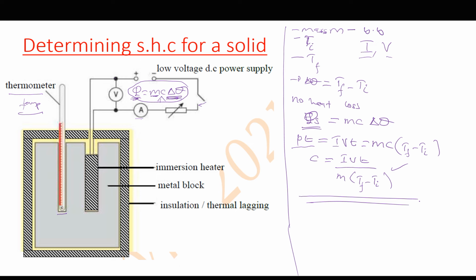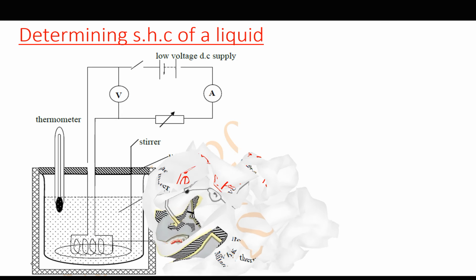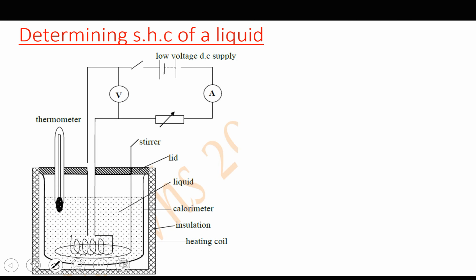That's why I'm bringing these methods. Number two, how do we find or determine the specific capacity of a liquid? Still, the circuit is almost the same, only the nature of the heater is most likely going to be slightly different. It's almost the same method, because you can see we have a power supply, we have a thermometer, only that we now have a liquid.